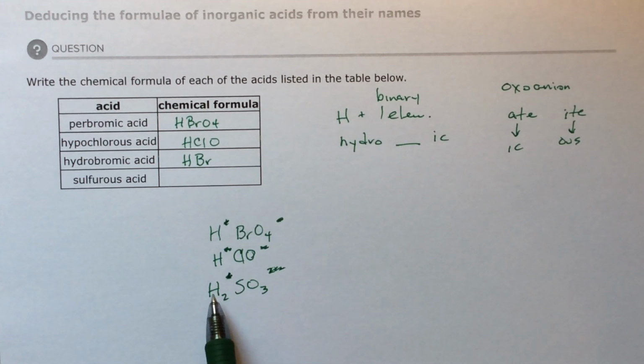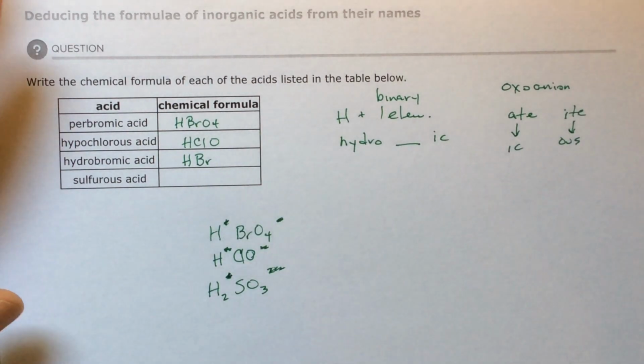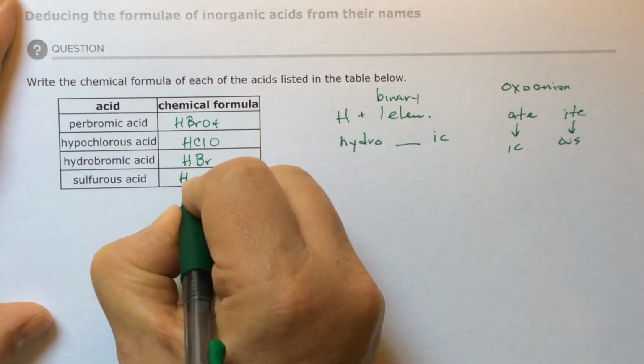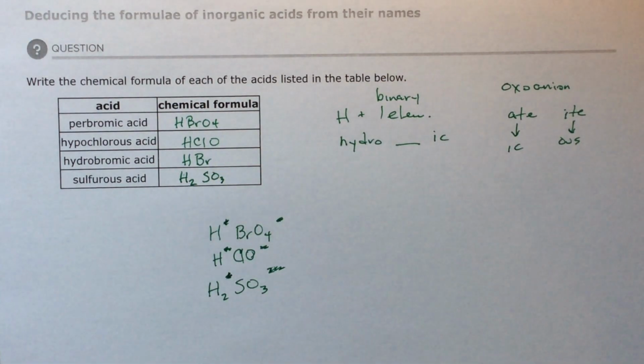If you think of H as +1 and this is -2, then I'm going to need two H's to do it. So I kind of just leap for it in that case. And so I'm going to have H2SO3 as sulfurous acid.